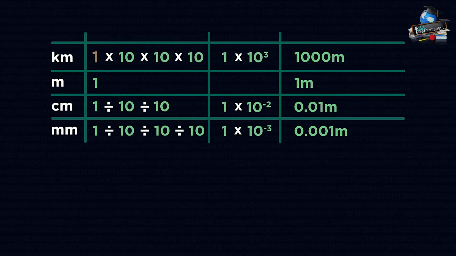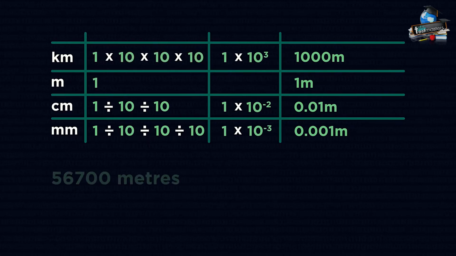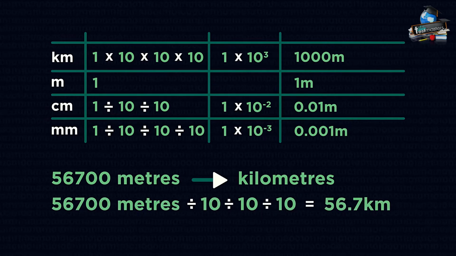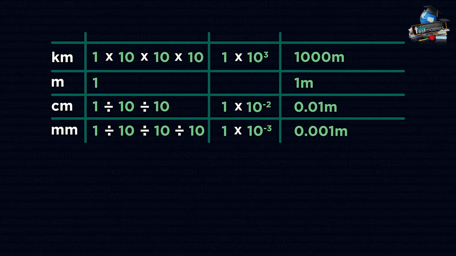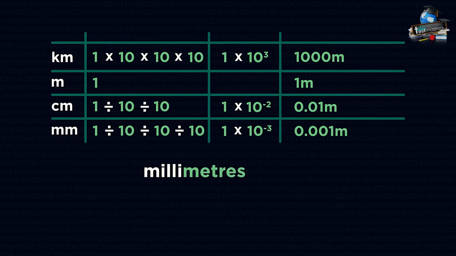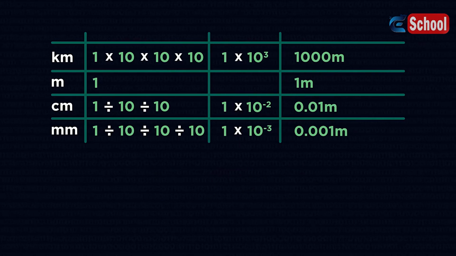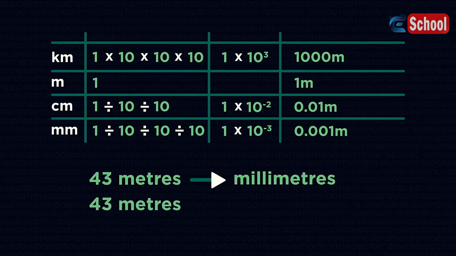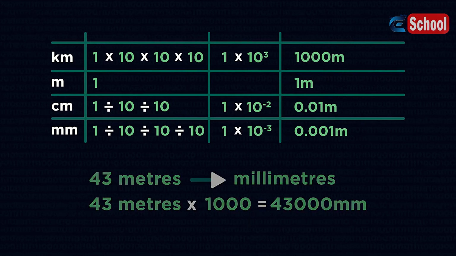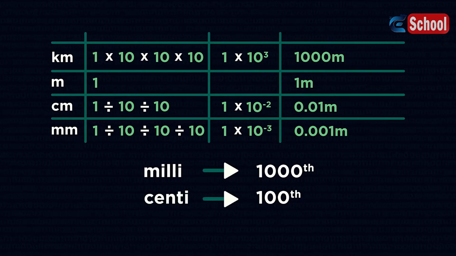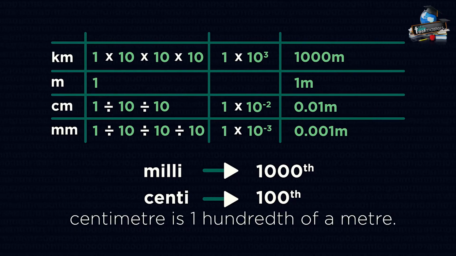For example, 1 kilometre is 3 powers of 10 larger than 1 metre. Therefore, to change from meters to kilometres, we need to divide the metre value by 10 3 times. Looking at the smaller end of the scale, we have millimetres. The prefix milli denotes a factor of 1,000. Therefore, a millimetre is 1,000 times smaller than a metre. To convert meters to millimeters, we therefore multiply by 1,000. As the prefix milli means 1,000th, the prefix centi means 100th, so a centimetre is 100th of a metre.